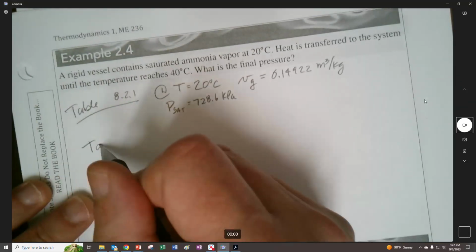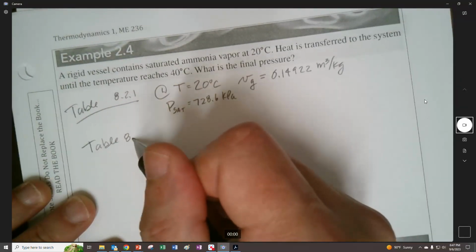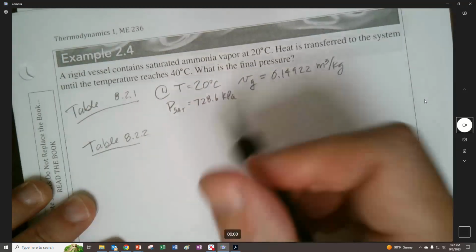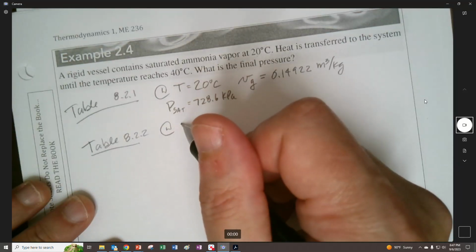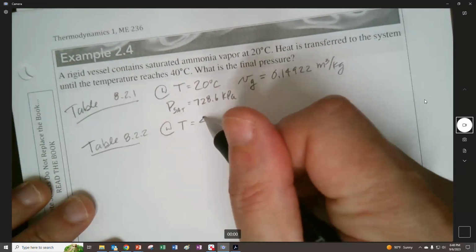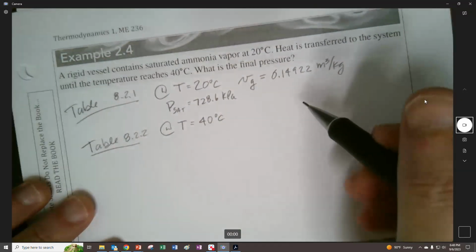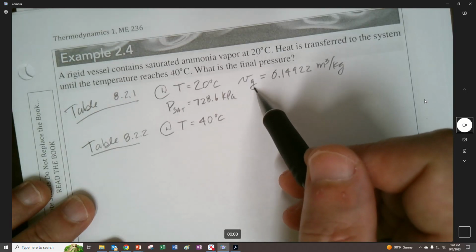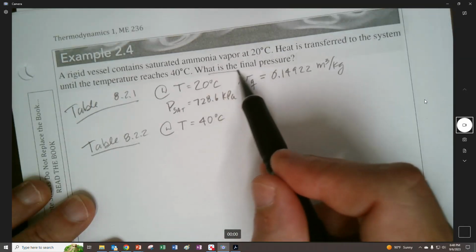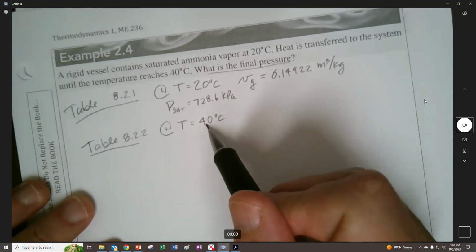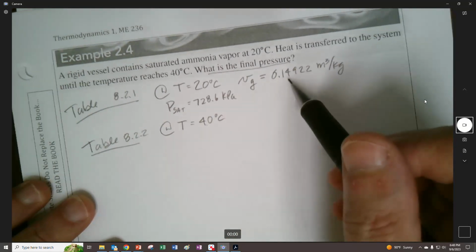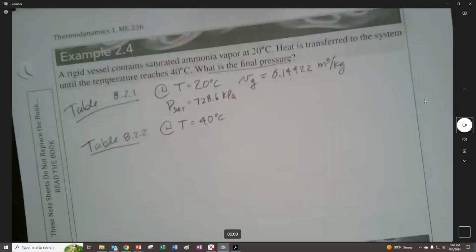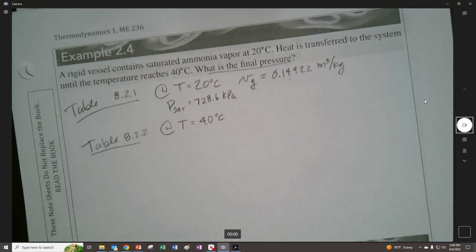So we want to go to table 8.2.2, and at T equals 40 degrees Celsius, we're going to have to look for what pressure. We're going to have to look for the pressure where it has this combination of 40 degrees Celsius and this specific volume, right? So that's not necessarily an easy thing to think of. So let's check it out right here.